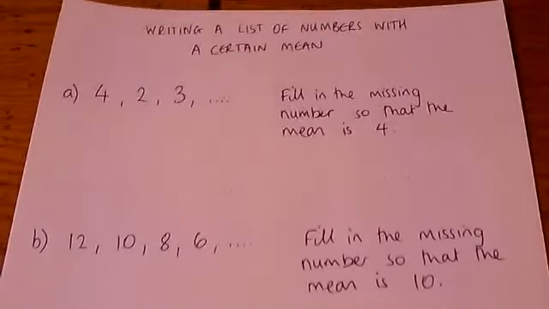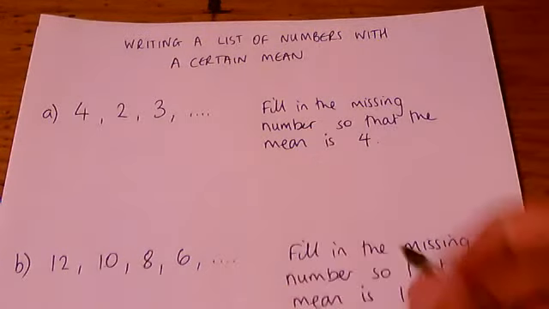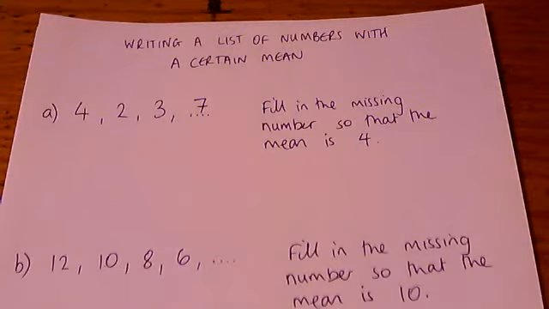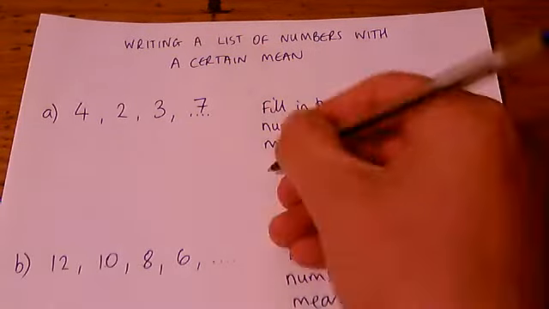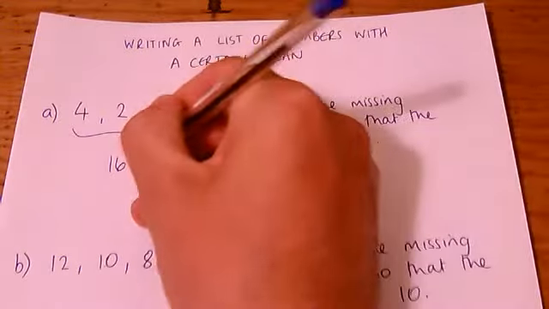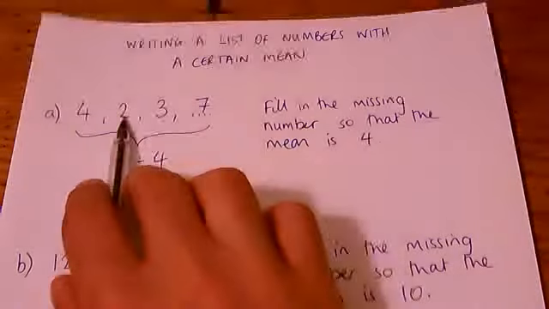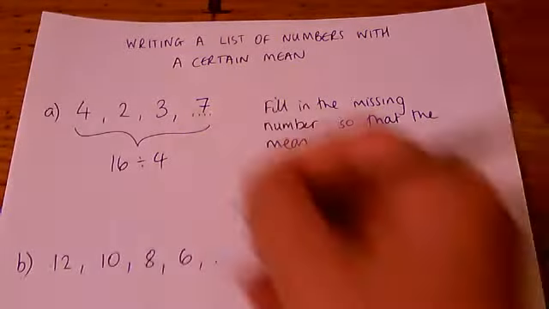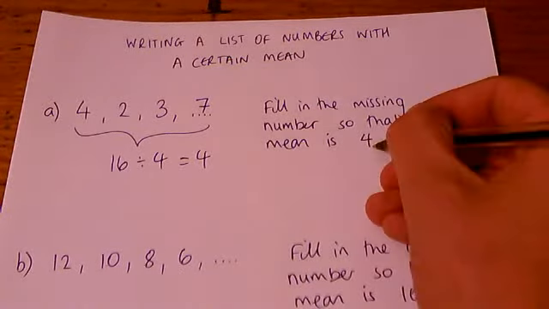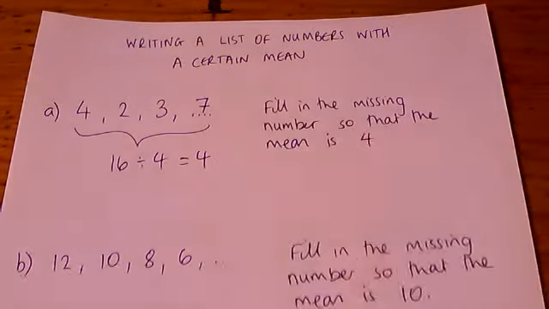Let's go back to the question. It said fill in the missing number so that the mean is 4. It needs to be a 7. And the key thing there is that the total has to be 16, so that when you divide it by 4, remember, dividing by how many numbers there are, you get the correct answer. You were aiming for 4. We got an answer of 4, so 7 was the correct missing number.